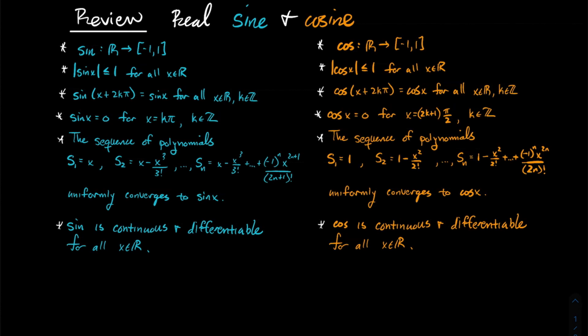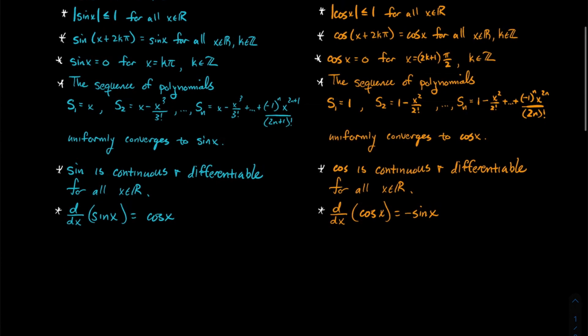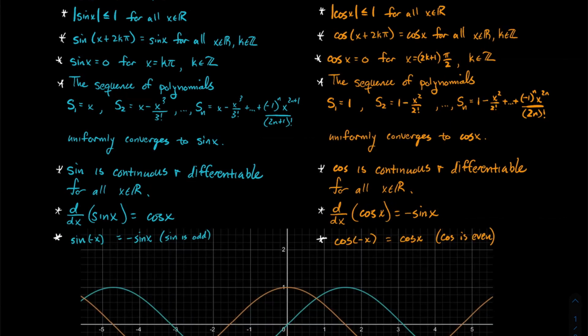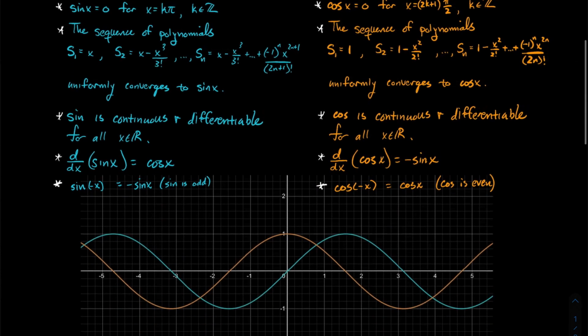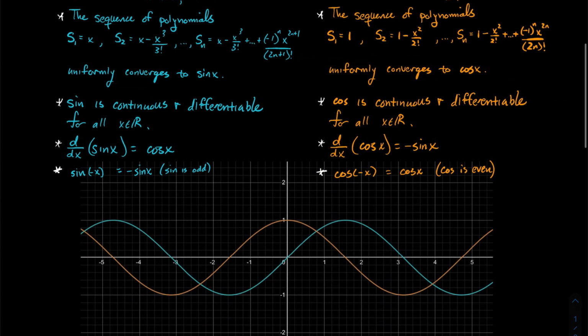I know that both sine and cosine are continuous and differentiable. In fact, you could take their derivatives as many times as you want. You call those smooth. So they're continuous and differentiable for all real numbers x. And I know the formulas for the derivative. The derivative of sine is cosine, and the derivative of cosine is negative sine. And I know that sine is odd, meaning sine of minus x is the same thing as minus sine of x. And I know cosine is even, meaning cosine of minus x is the same thing as cosine of x.